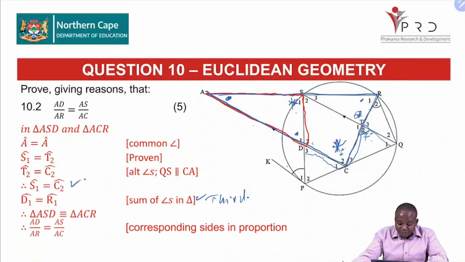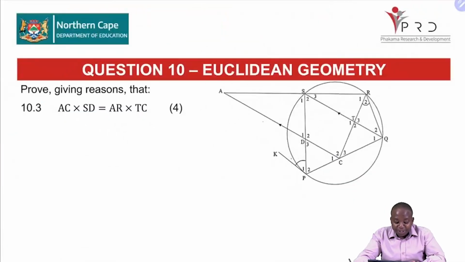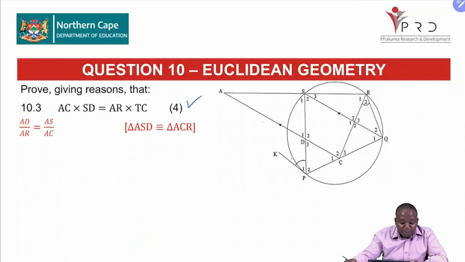Then we can now say the corresponding sides are in proportion, because those two are congruent to each other. Then we've proven that they are in proportion. Proof, given the resistance, that AC times SD is equal to AR times TC. How do we work with this? This one works with the proportionality that we have already proven.